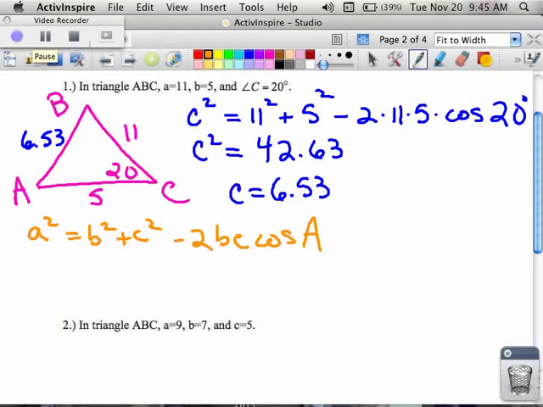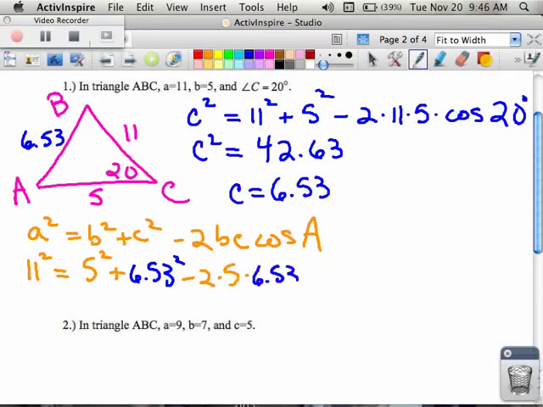So let's start plugging some stuff in. My A was 11, so I have 11 squared. My B was 5, so I have 5 squared. My C is the thing that I just got done finding, so that's 6.53 squared. And then that's minus 2 times the 5 times the 6.53 that I just found times the cosine of angle A.